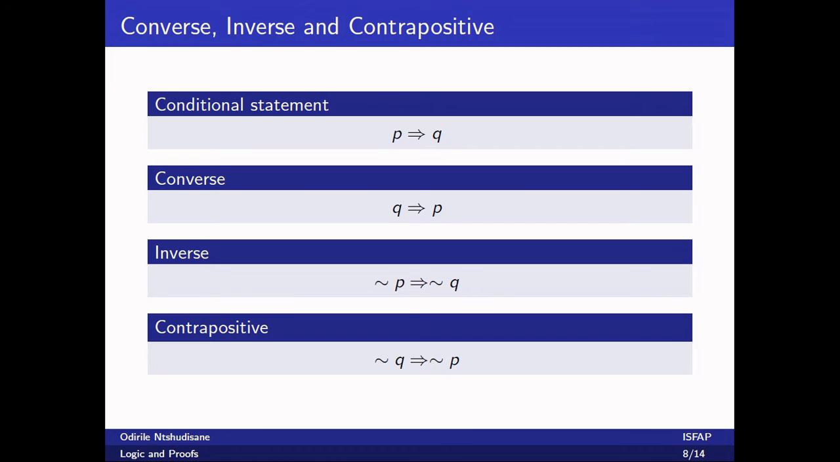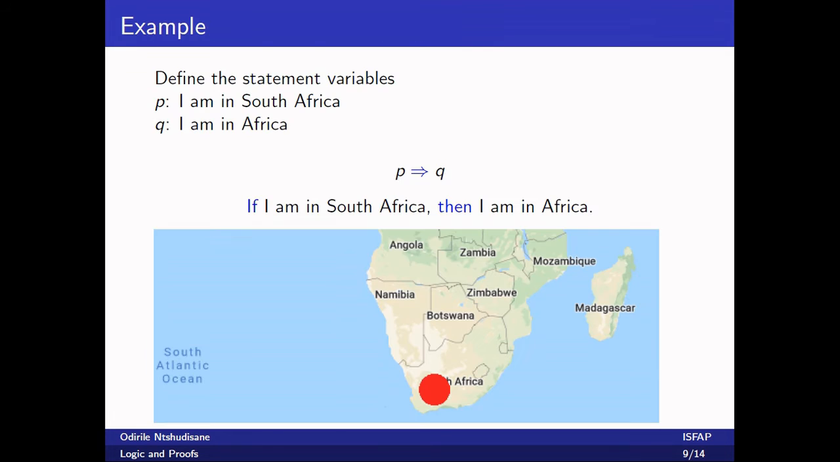The inverse of P implies Q is that not P implies not Q. That is, we apply negation to both the hypothesis and the conclusion. And finally, the contrapositive of P implies Q is that not Q implies not P. That is, we both swap the conclusion and the hypothesis and then apply the negation. Let us have a look at an example of these.